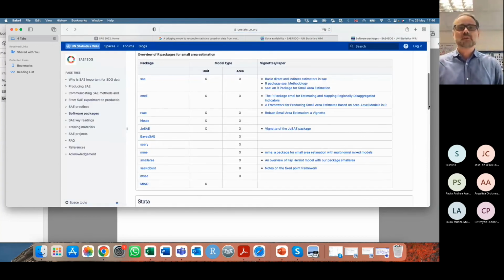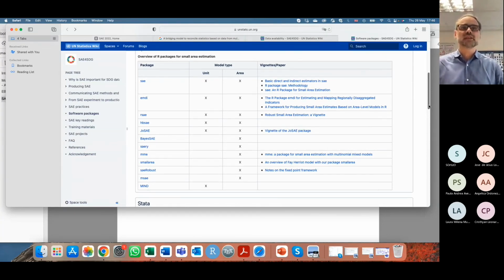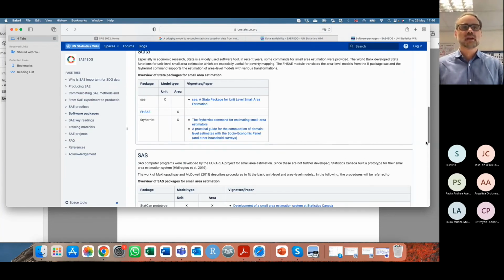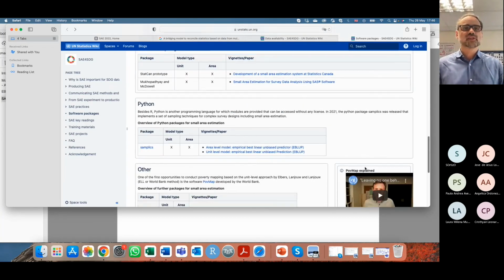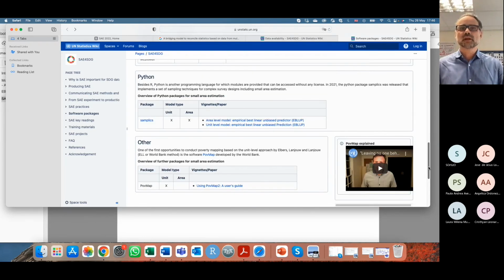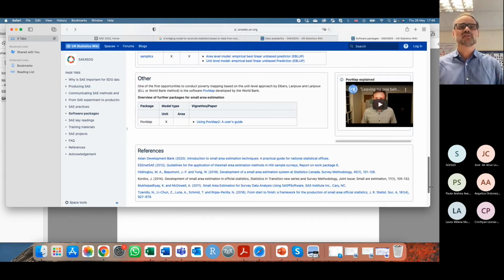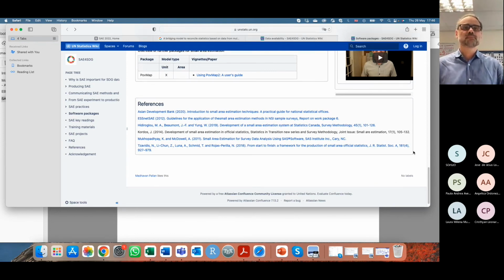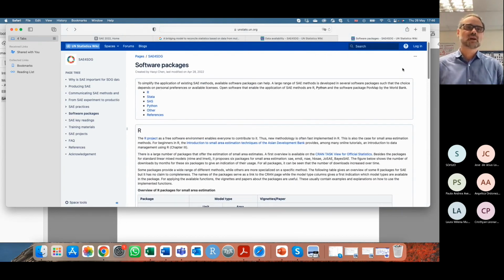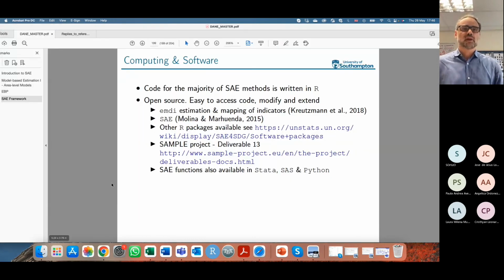I don't know if you're familiar with this resource that the UN Statistics Wiki has produced, but it's really a good resource. You can see here there are things in Python, and there are things in SAS, for people who are using SAS in Stata as well, right? And you have all the references here that are relevant to this section. There are other things you can do if you want to see some of the functions and go into detail.